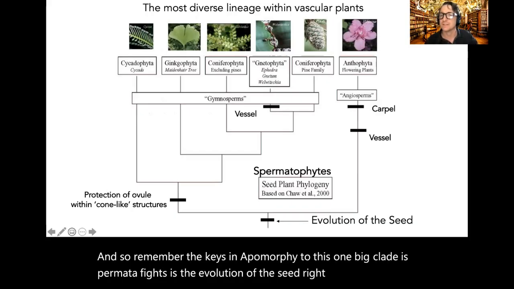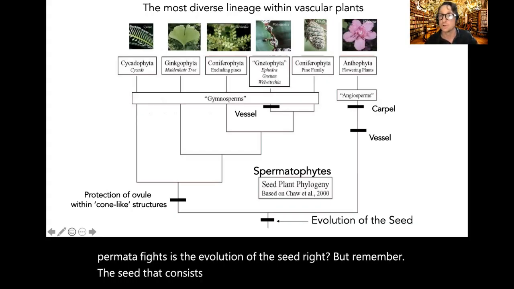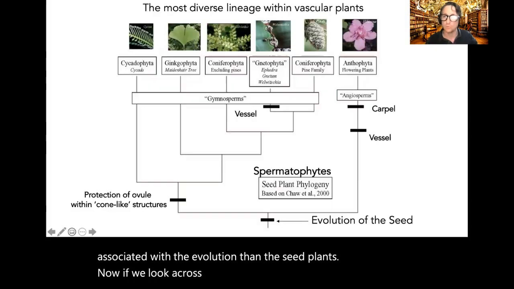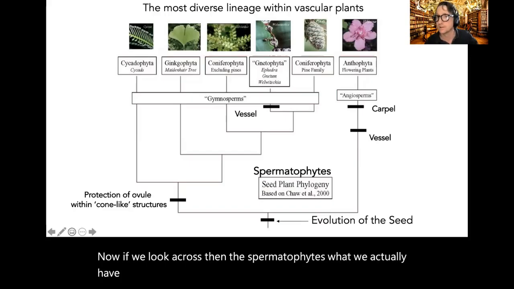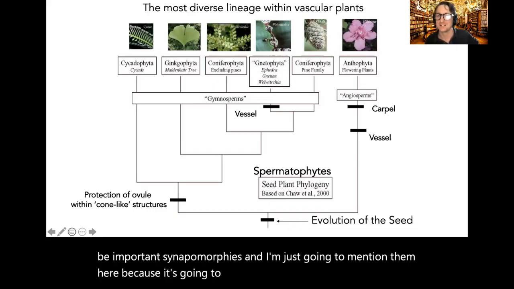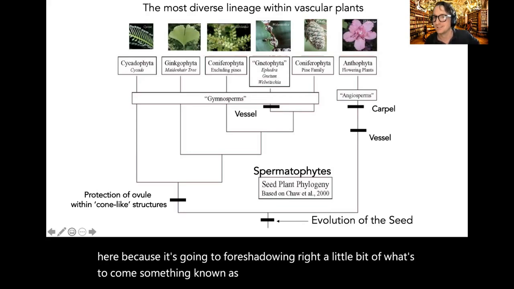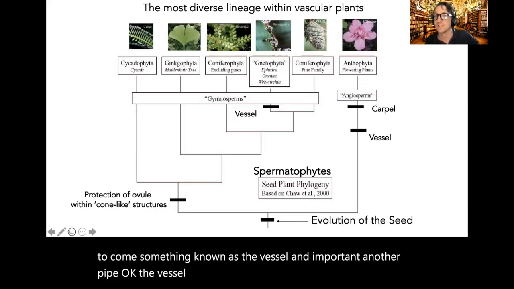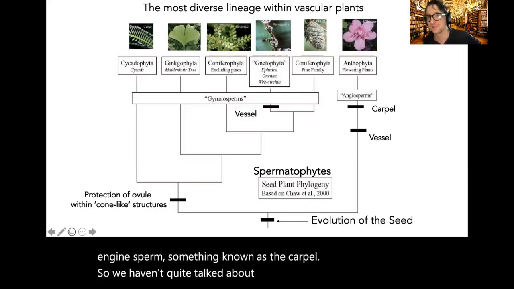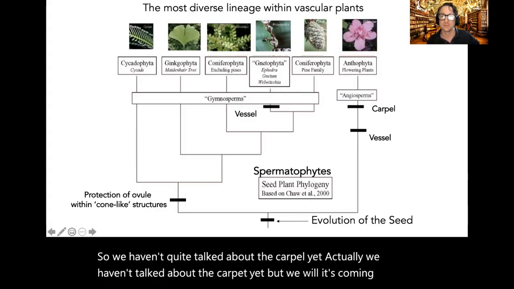But remember, the seed consists of an ovule. So an ovule is a key trait associated with the evolution of the seed plants. Now, if we look across the spermatophytes, what we actually have are several other very important traits that are also going to be important synapomorphies. I'm just going to mention them here because it's going to be foreshadowing, right? A little bit of what's to come. Something known as the vessel, another pipe. Also, the important synapomorphy of the angiosperms, something known as the carpel. We haven't talked about the carpel yet, but we will. It's coming up very quickly. So a little bit of foreshadowing.